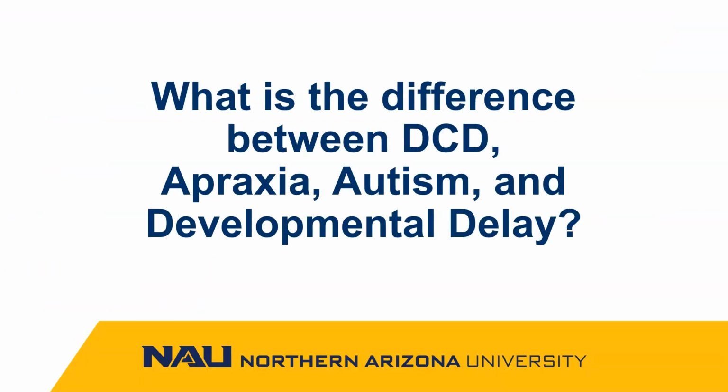Now let's talk about the difference between developmental coordination disorder, apraxia, autism, and developmental delay. These diagnoses are commonly confused. So developmental coordination disorder is an impairment in learning or performing a motor task that is non-habitual. There's a failure to acquire age-appropriate motor skills, there's poor balance, and there's awkward movements.